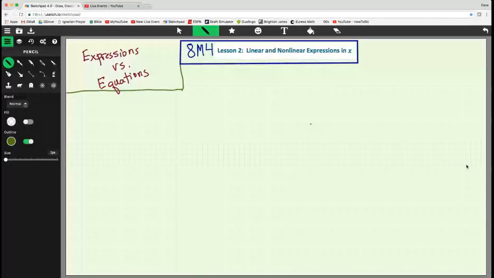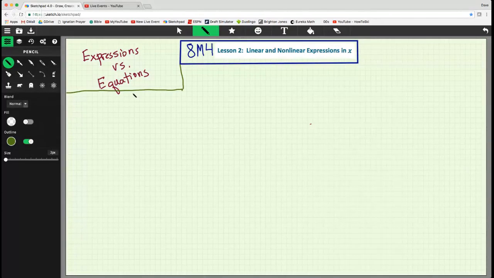If you know expressions and equations, you might skip past slide 1. Slide 2 is going to be talking about how you identify linear expressions and nonlinear expressions, and then all the other slides are homework help. So let's get going with this as I switch over to the new screen. Okay, 8M4, lesson 2, expressions versus equations.